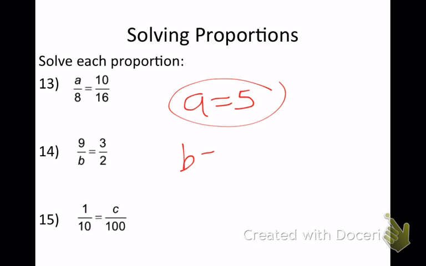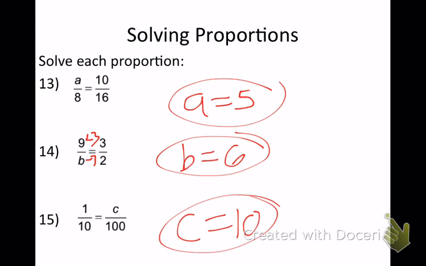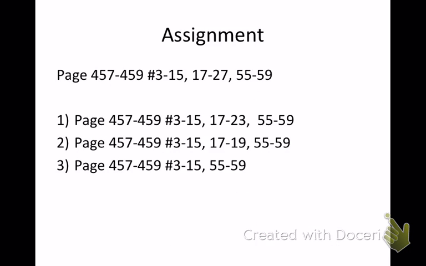14, we have for 14, Heston. b equals 6. How'd you do that, Heston? Divide by 3. So you divided by 3, then you multiply it by 3. Yeah, there you go. 15, you get what, Reed? 10. c equals 10. Nice job. How'd you do that, Reed? Times it by 10. Same idea. Again, recognize proportions. You can also use the equivalent fractions as well. Here's your assignment.